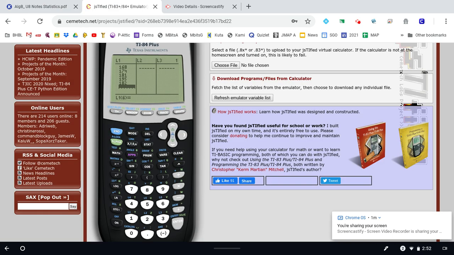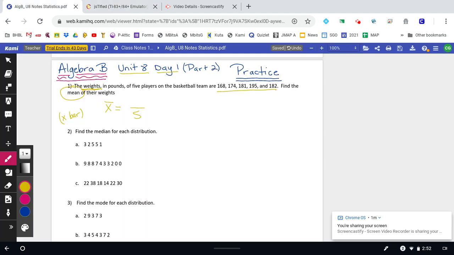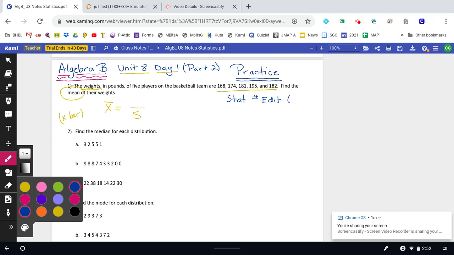Now that I have my data, let's go back here and talk about what we did in the calculator. Let's put some notes on here. We went from Stat, and then we went to number 1, Edit, and we put the numbers in.